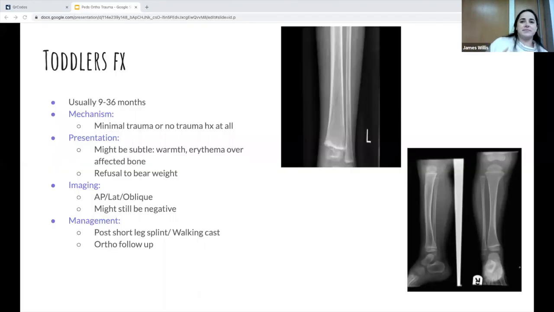Anyways, we spoke about toddler's fractures. Usually it's 9 to 36 months. The mechanism is going to be minimal trauma or no trauma history at all. Presentation might be subtle. The patient might have erythema over the affected bone, it might be warm, and they might refuse to bear weight. You can get the x-rays. The x-ray might still be negative, but if you have a consistent history and a high suspicion for this fracture pattern, the patient should still get a posterior splint or a walking cast and then ortho follow-up for repeat x-rays, okay?